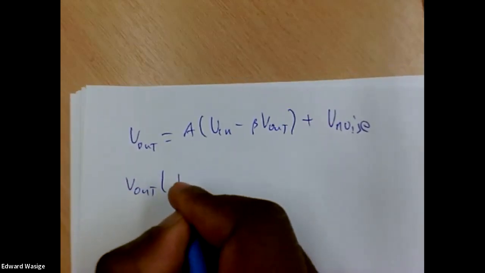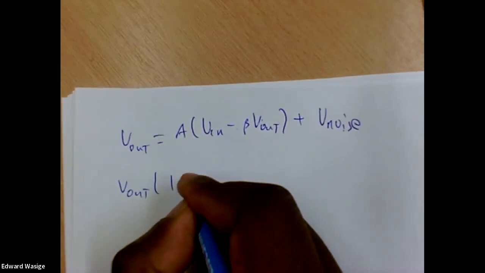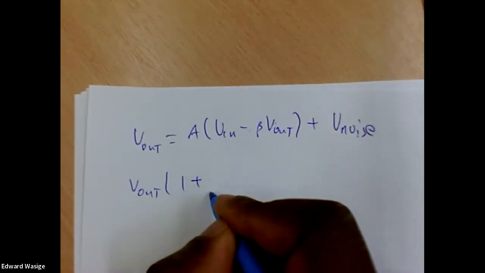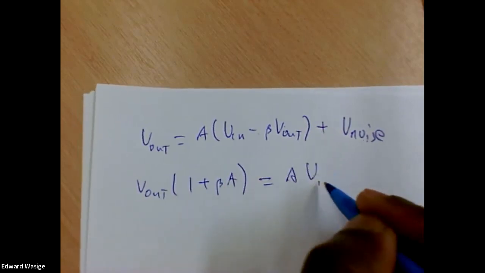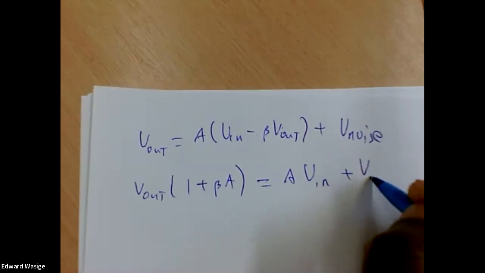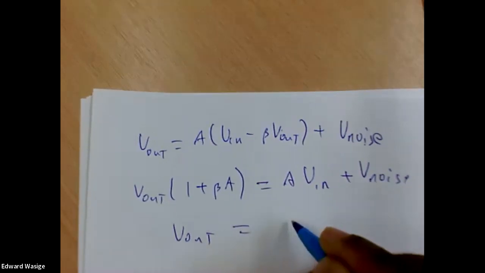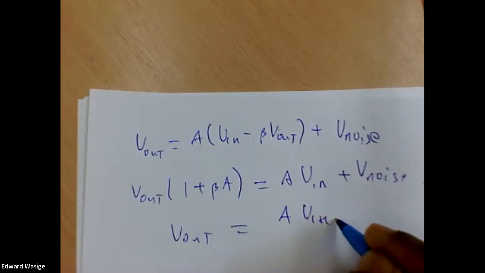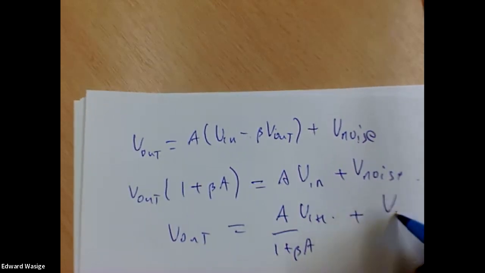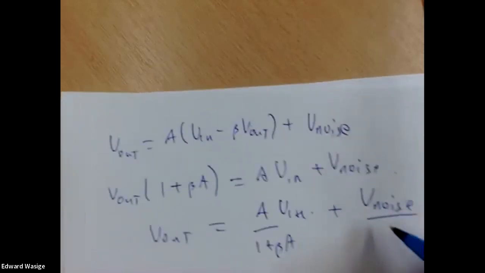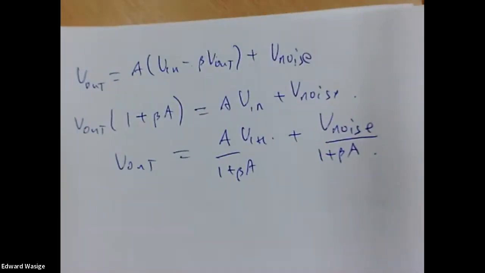So I can say V out into 1, if we take this term to the left-hand side, plus beta times A, equals A V in plus V noise. And so if we make V out the subject, we have V out equals A V in plus V noise, divided by 1 plus beta times A.